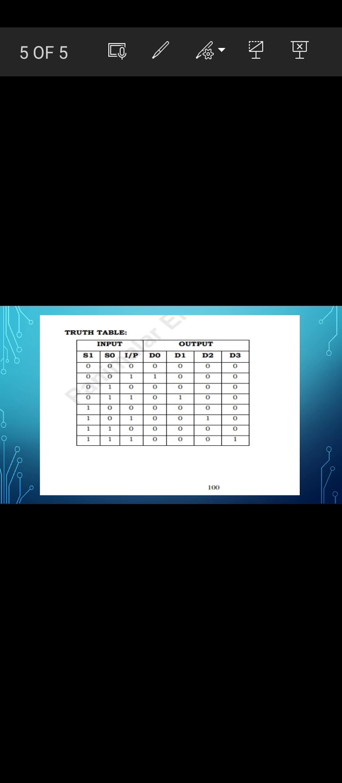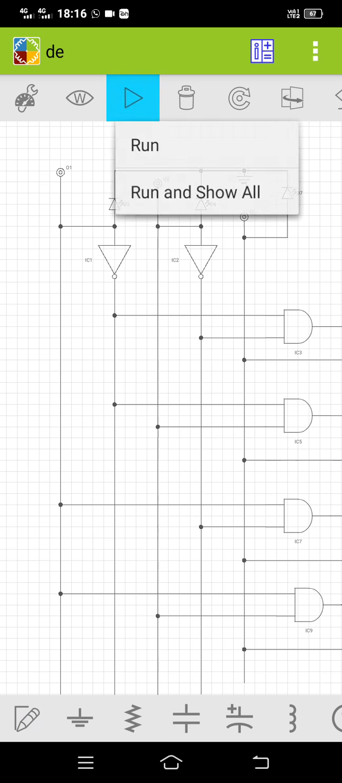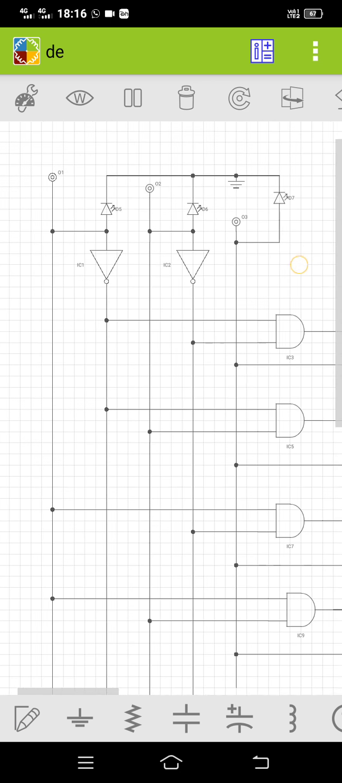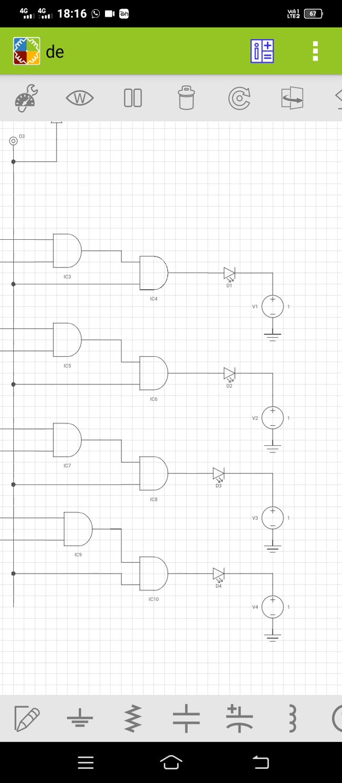In the first case, we have to give 0 for the 2 select lines and the input. For that, no light emitting diode should glow. Let us check it. Here I gave 0 for all the select lines and the input line. Let us run it. We should not see any LEDs glow. Here no LEDs are glowing. Hence it is verified.